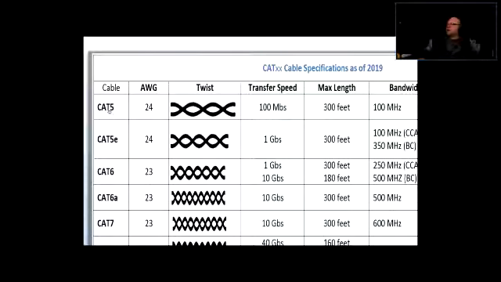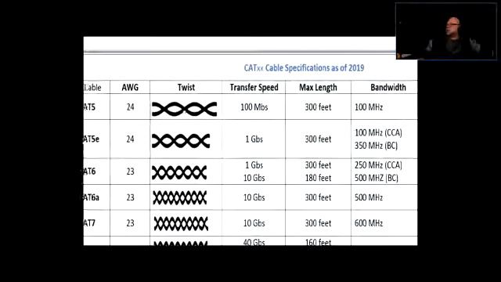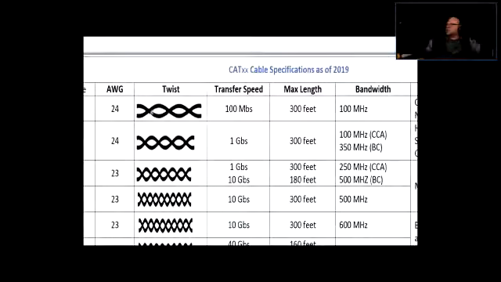Now, Cat 5, so we have something to compare to, all right? The conductors are 24 gauge in that. And the twist is basically an arbitrary reference, just to show the comparison between the twists of different cables, right? Now, the pairs are twisted, right?